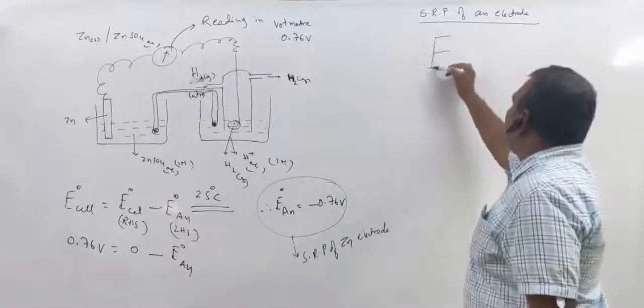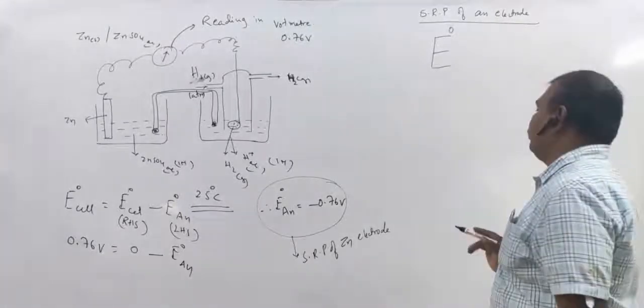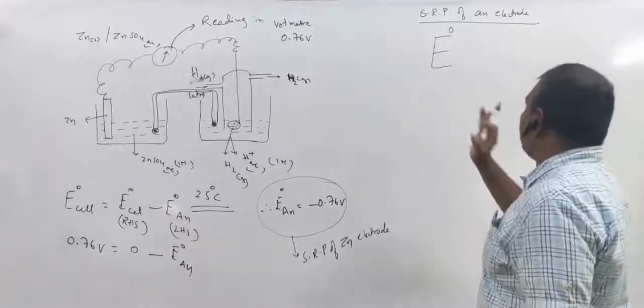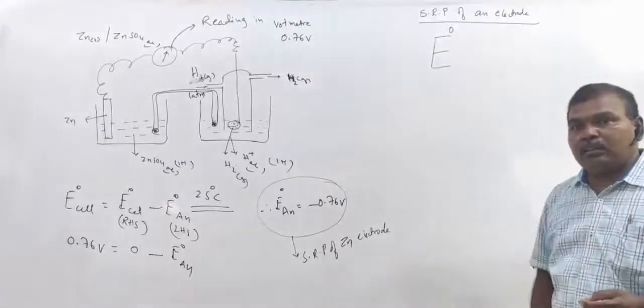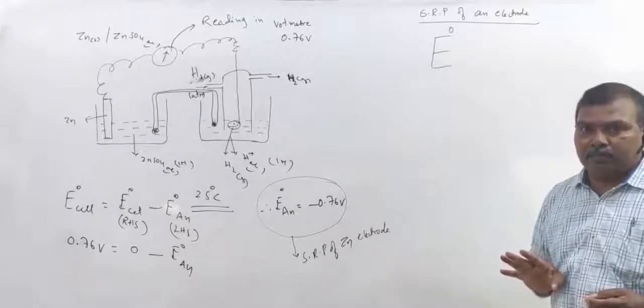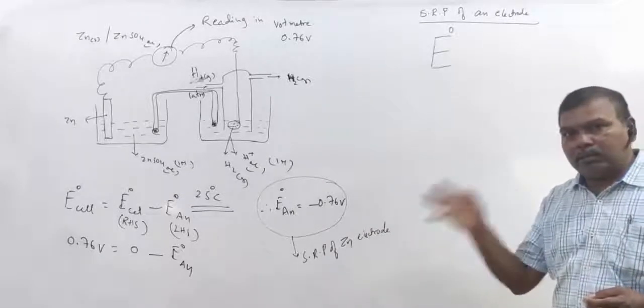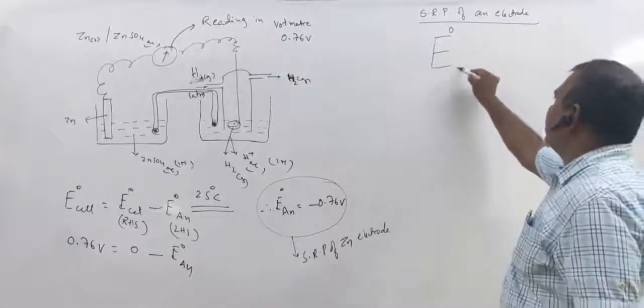Standard E naught. Standard E naught, reduction potential. What is the half cell? Zinc in contact with Zn2 plus. So how will you represent the reduction potential?